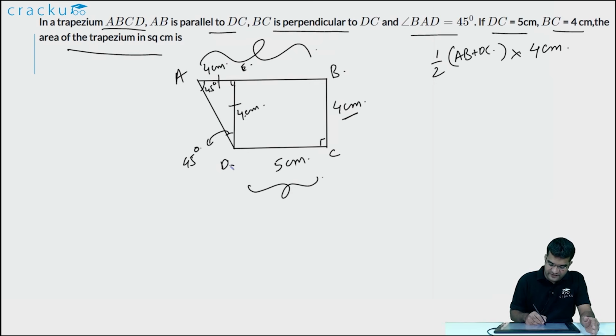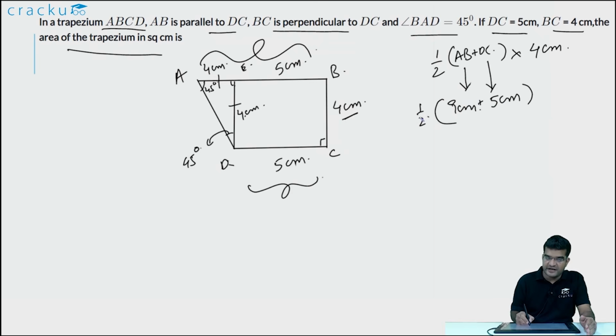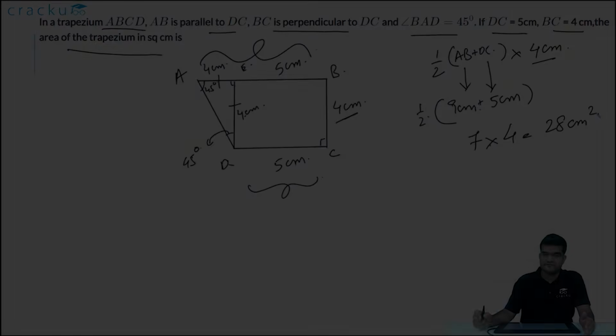The length of BE will be equal to the length of DC, which is equal to 5 centimeters. Or the length of AB will be equal to 9 centimeters. The length of DC we know is equal to 5 centimeters. So, their average will be half of 9 plus 5, that is half of 14, which is 7 centimeters, into the height of the trapezium, which is 4 centimeters. So, the area of the trapezium is equal to 28 centimeters square.